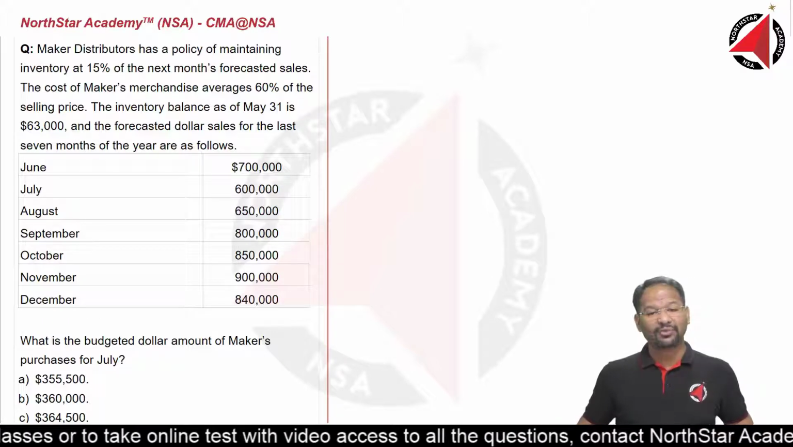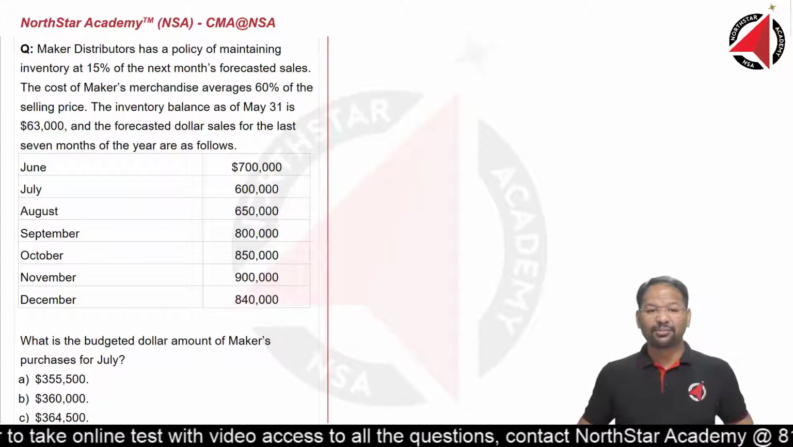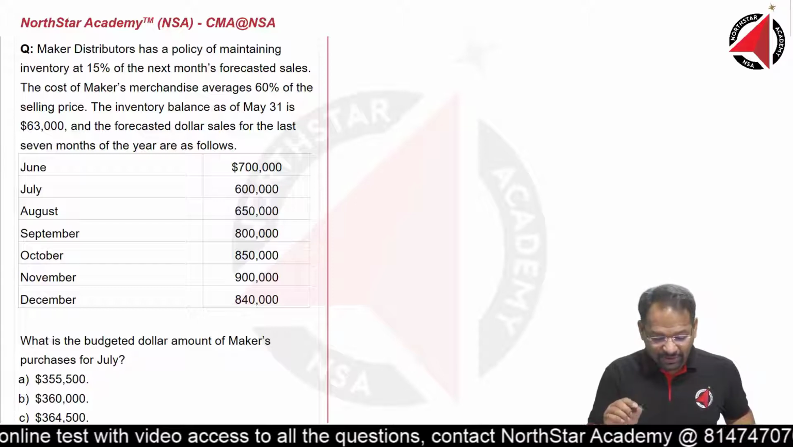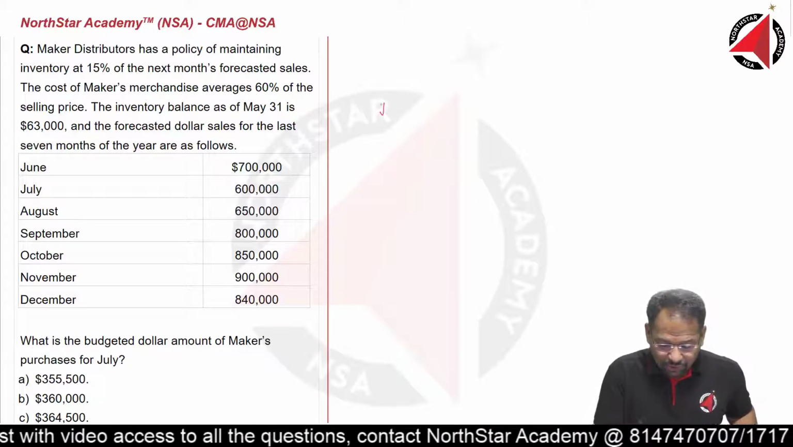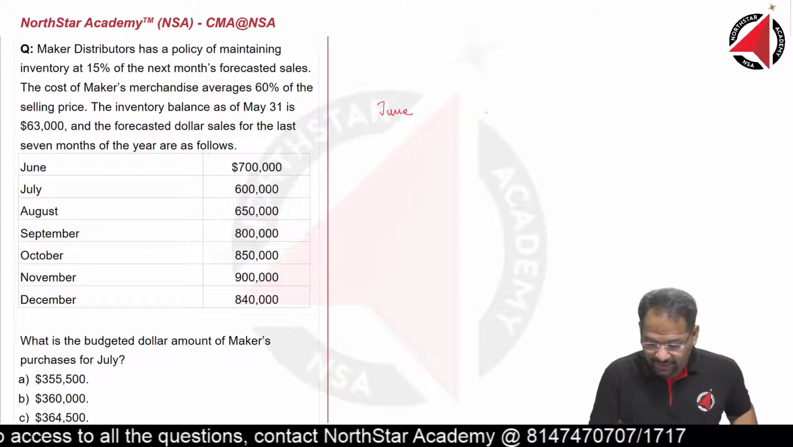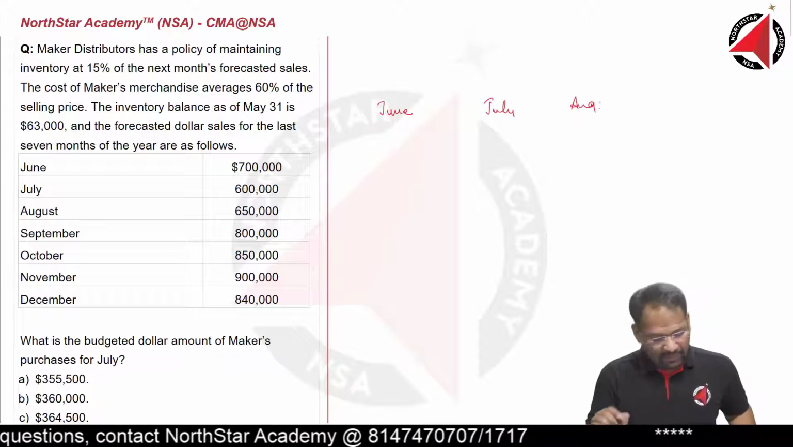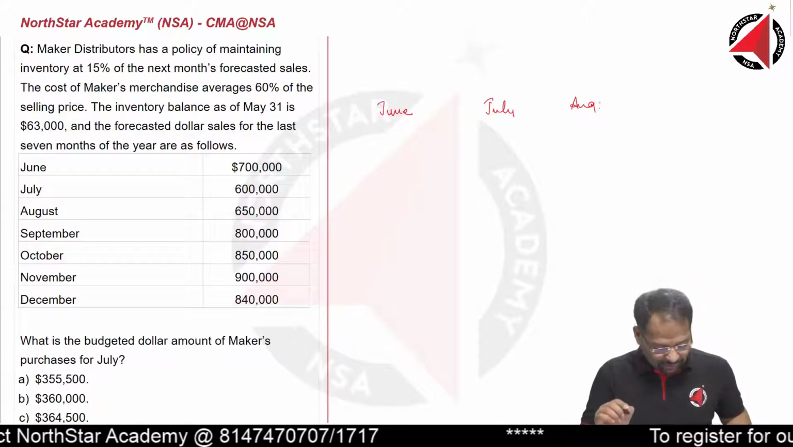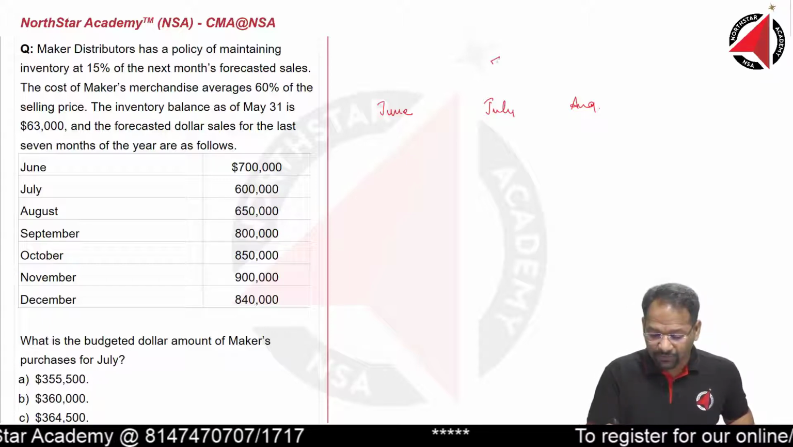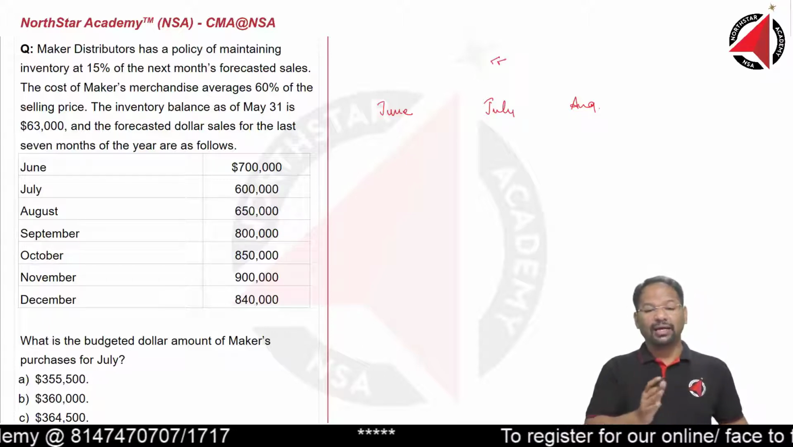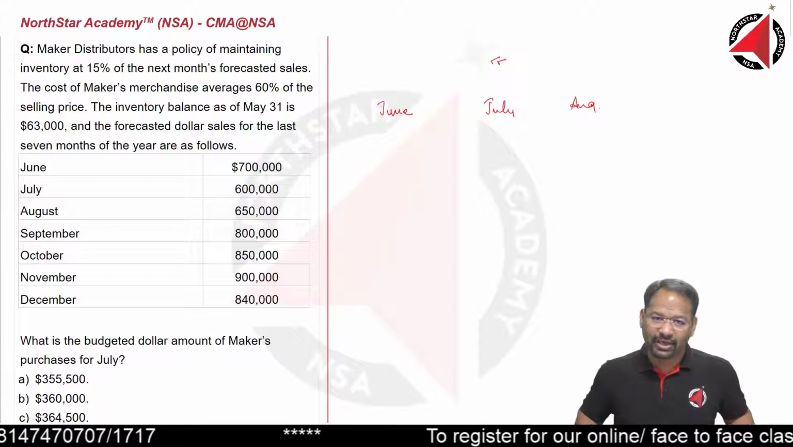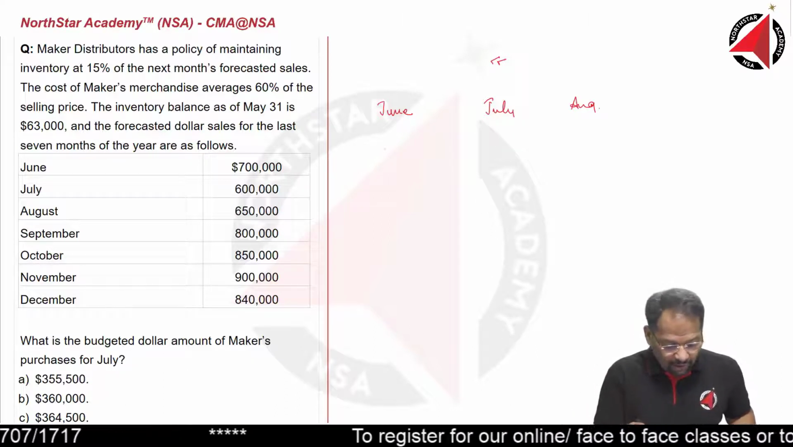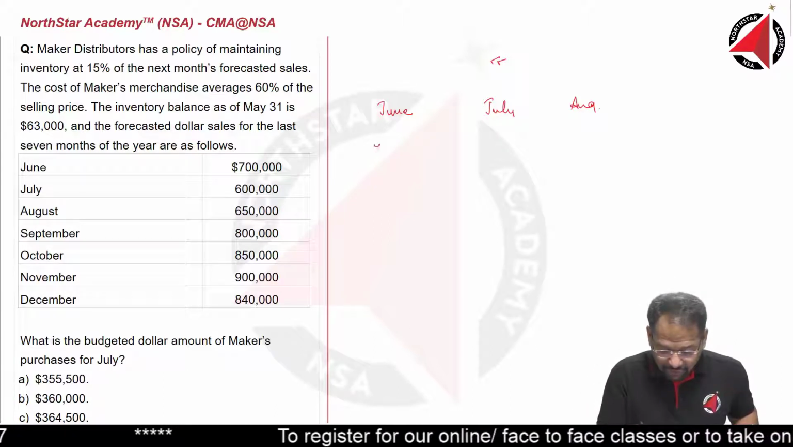We need to calculate the purchase for the month of July. So let's capture the details first. We know June, July and August. We know September, October, November, December also, but we need to calculate it for the month of July. So one month before July and one month after July we need to capture here. Alright. So how much is the sales for the month of June?